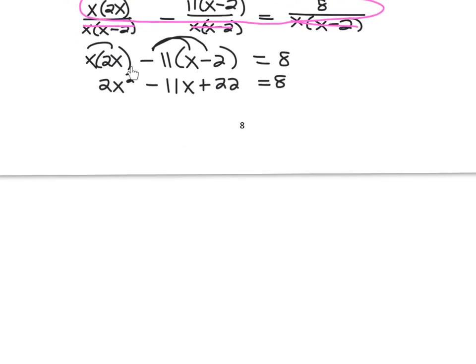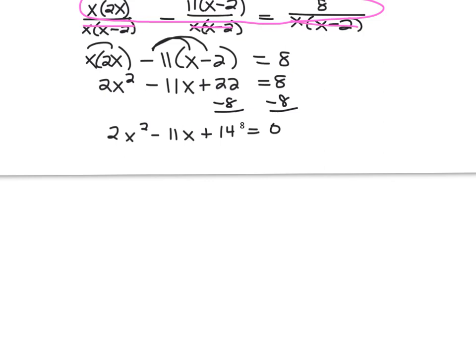So this is what we're solving. Now we know whenever we have an exponent, we want to get one side of the equation set equal to 0. So I'm going to subtract 8 from both sides of the equation, and that'll leave me with 2x squared minus 11x plus 14 equals 0. Okay, and now from here you could do one of two things. This is a quadratic. If you want to use the quadratic formula, you can. Or we could just factor.